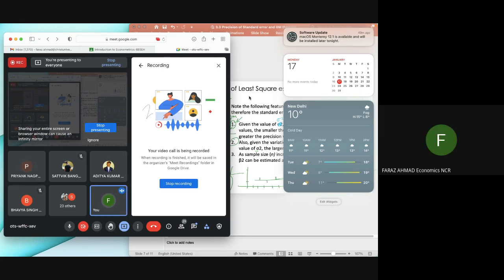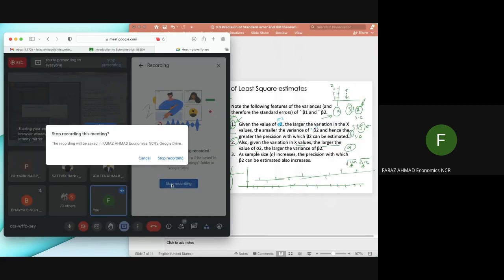Okay, if you want me to have it tomorrow, we can do it. So will you be asking us MCQs? No, I'll be giving you theoretical questions and you have to write your exam using pen and paper.